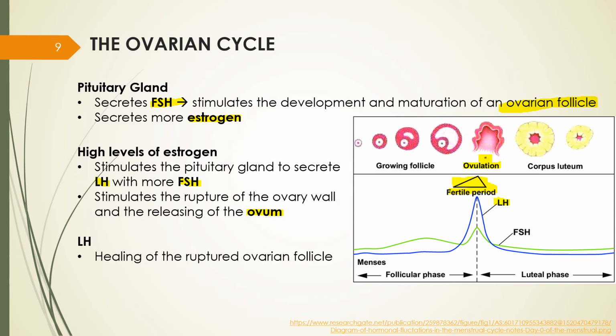Now, what else does the LH do? After the release of the ovum, it is like a little cut in your ovary. So this little cut needs to be healed. Who triggers the healing is the LH. So LH makes the healing of the ruptured ovarian follicle and transforms the follicle into corpus luteum.